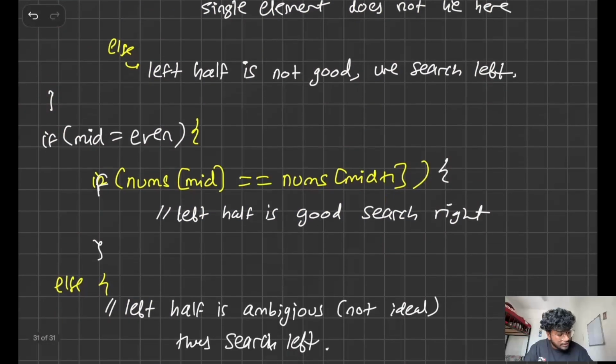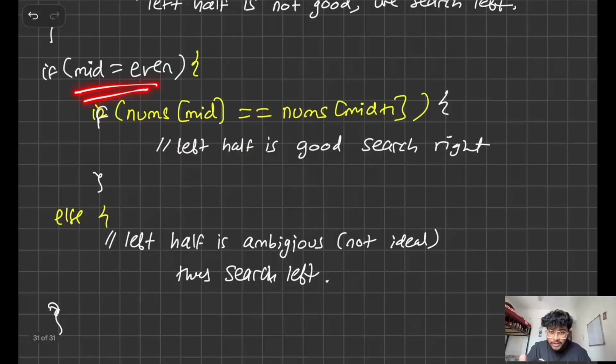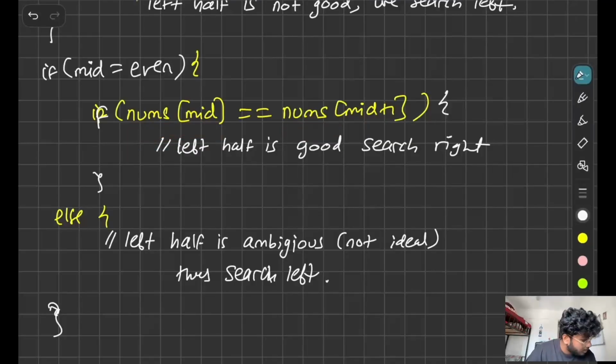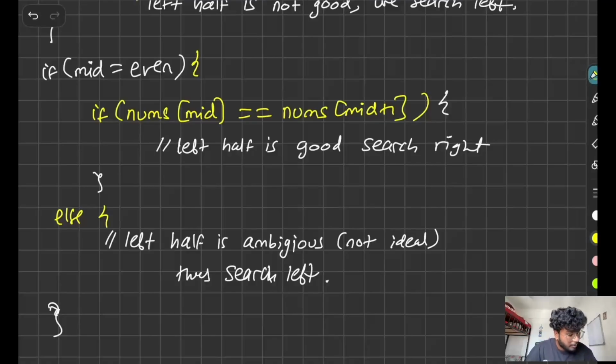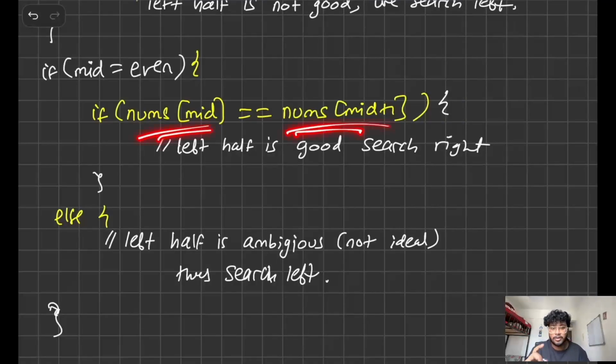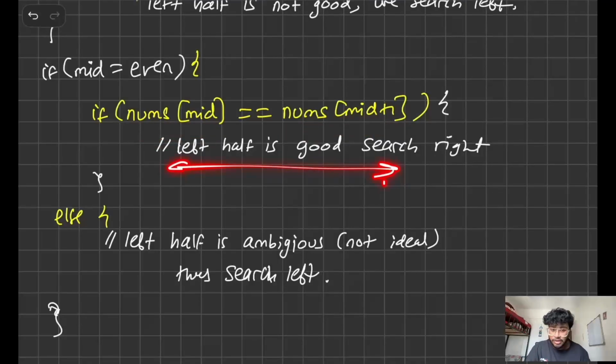Yes. So let's consider if my mid was even. If my nums of mid is equal to nums of mid plus 1, let's write it properly. Ideally this should hold, right? So if this holds, I can say that my left half is good. We have to search right. I have explained this earlier as well. You can just rewind the video if you didn't understand why we are taking these conditions.